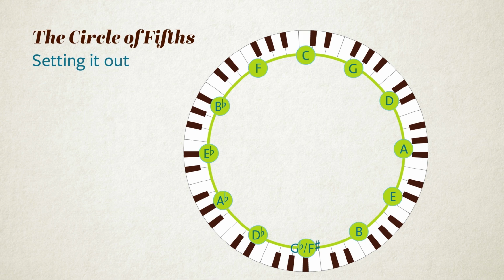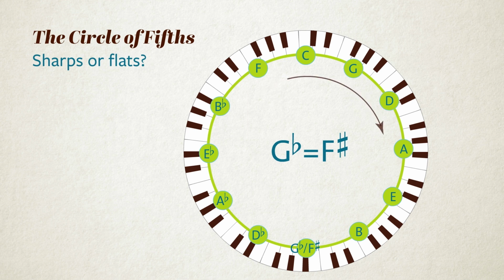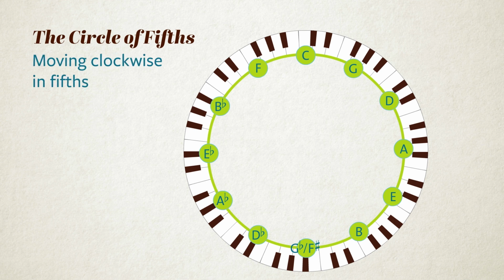A couple of little things before we go on. Take a look at the bottom of the circle where we have an F sharp and G flat. They're actually the same note, just said in two different ways. As we move clockwise around the circle, we'll start to see sharps, but then, as we'll see in a moment, we move into flats. For now, it's enough to know that the bottom note can be written either as a flat or a sharp. The other thing to mention is that as long as we move clockwise, we're going up in fifths.